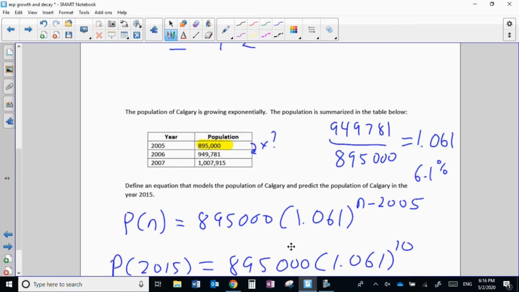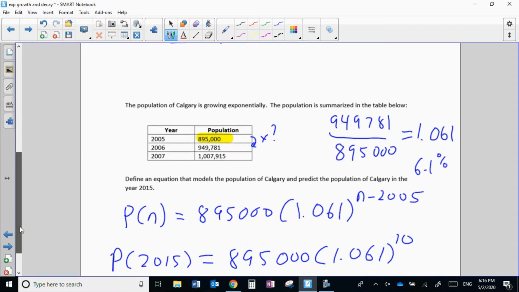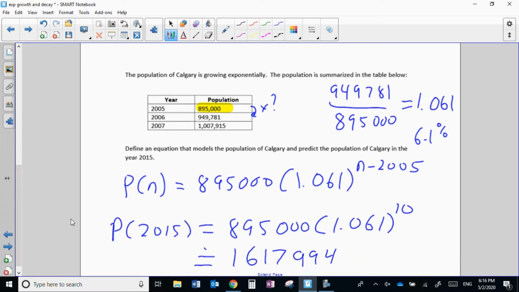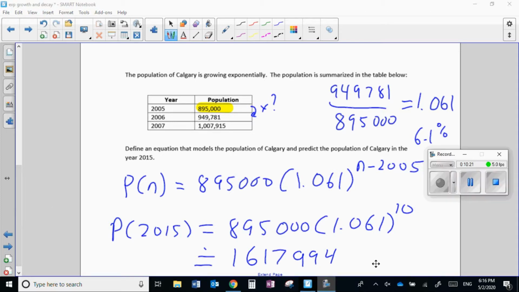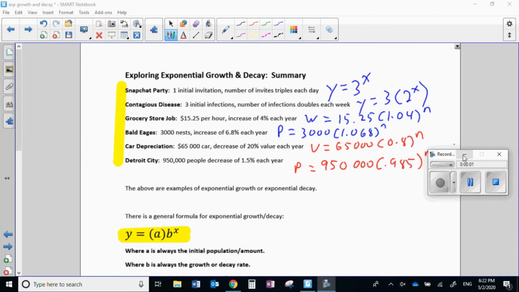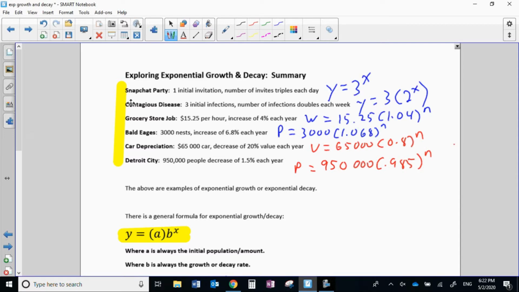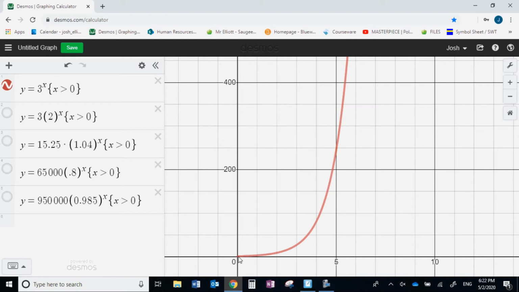Now, one question I asked earlier that I said we'd come back to is, what about the graphs for some of these situations? What do they look like? So let's just take a look at a couple of those right now. Let's talk about the graphs of some of these equations, starting with the Snapchat party, y equals 3 to the power of x. I've graphed this in Desmos. I've had to change the scale because I need lots of big y values here, and I've only included the values of x greater than 0. You can see that it's a steep upward climbing curve, which is what an exponential curve looks like.